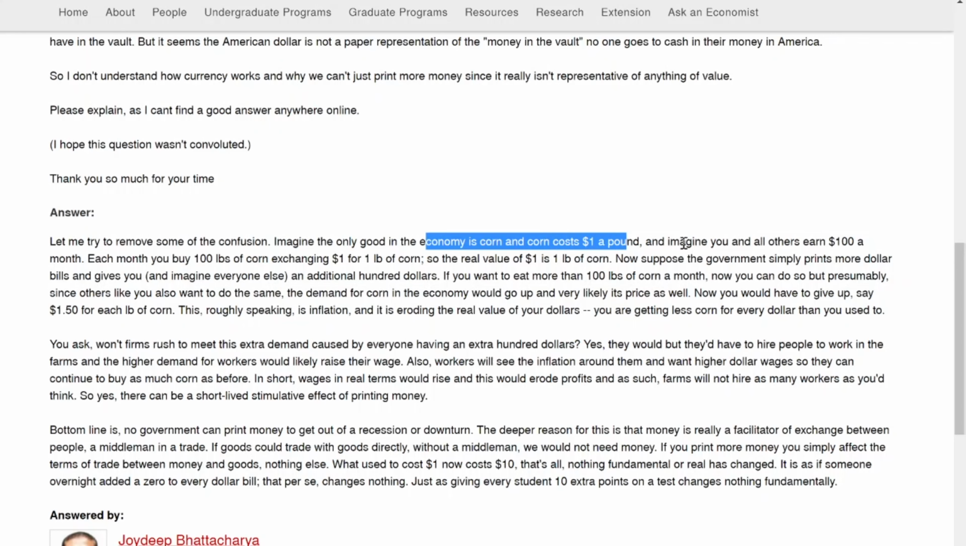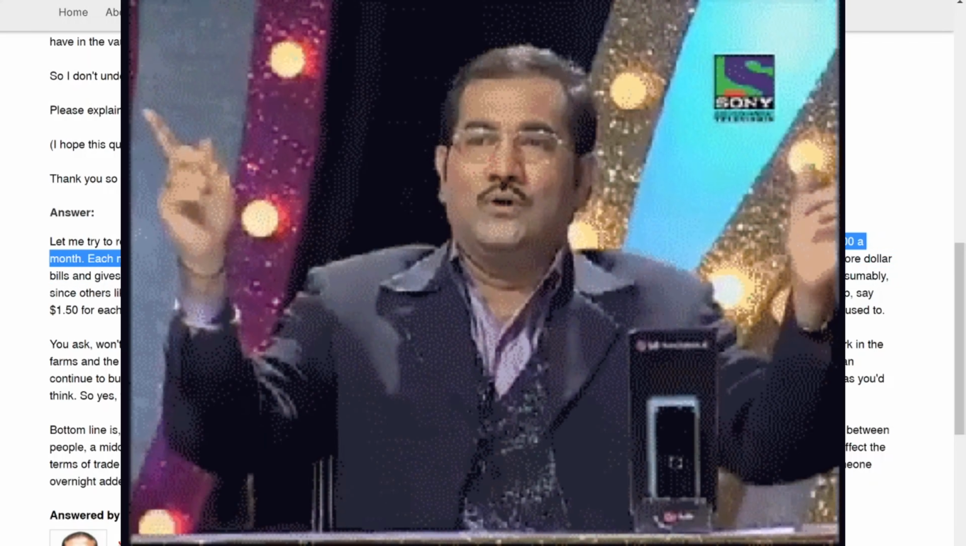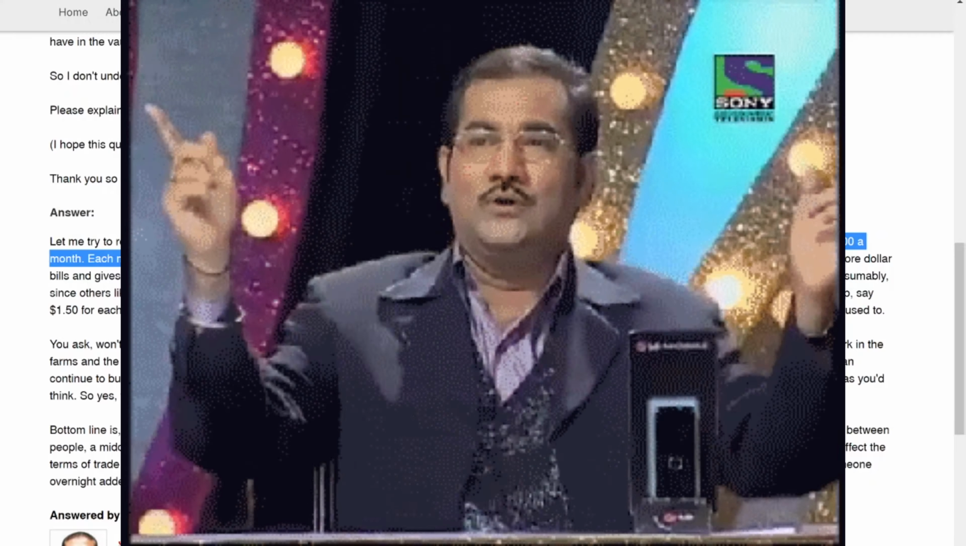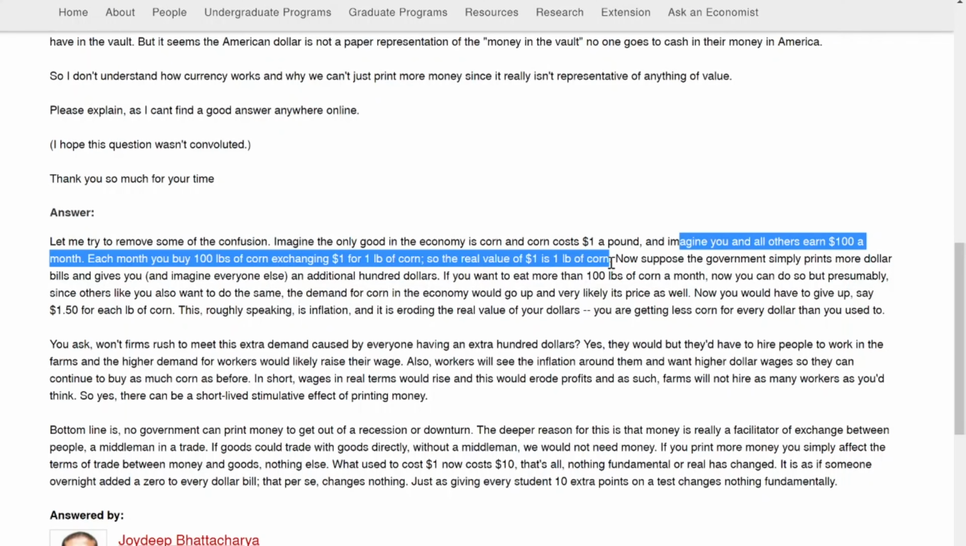And imagine you and others earn $100 a month. Each month you buy 100 pounds of corn, exchanging $1 for 1 pound of corn. So the real value is $1 for 1 pound of corn. Because you're working and everyone's on a fixed amount of $100, corn is 1 for 1. So $1 for 1 pound.